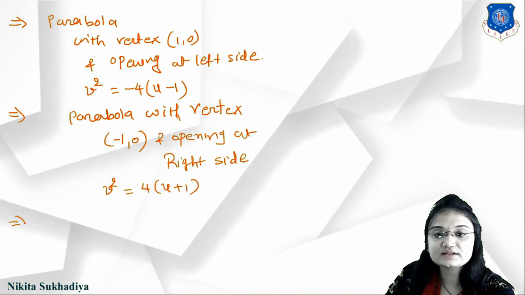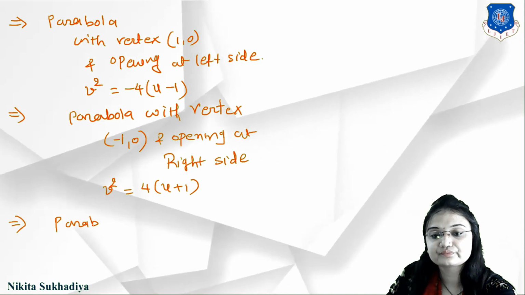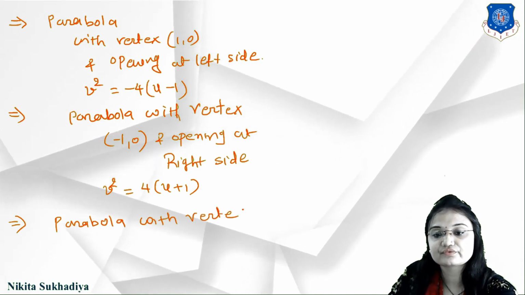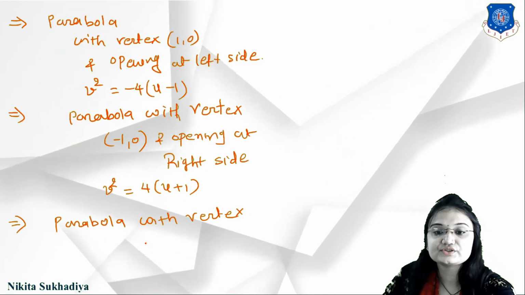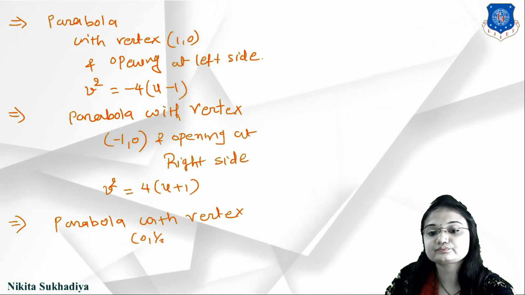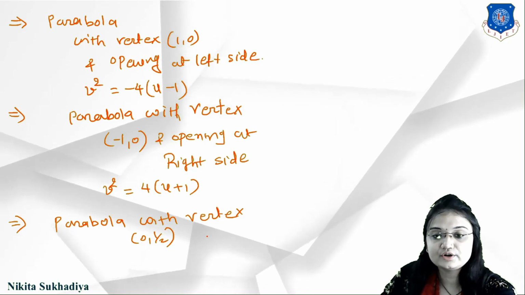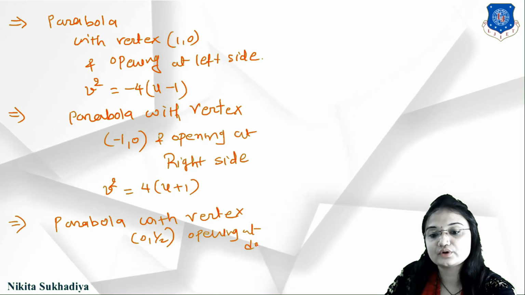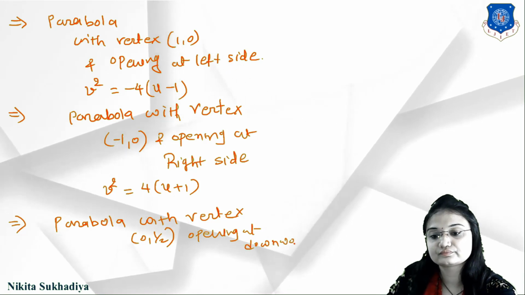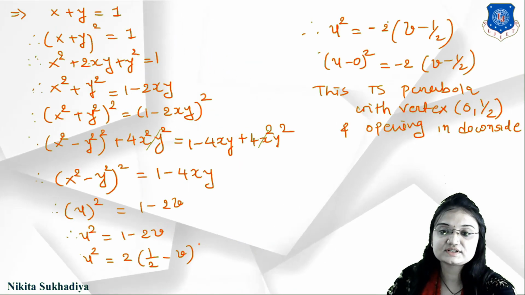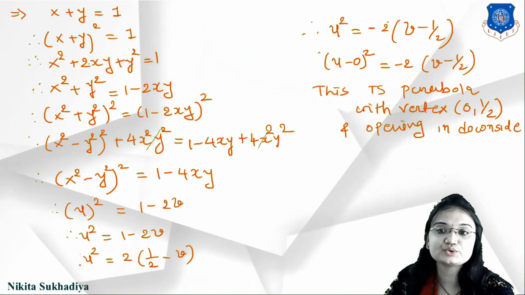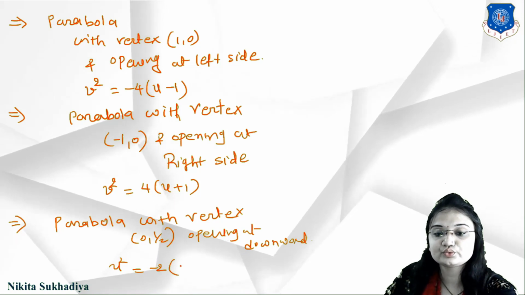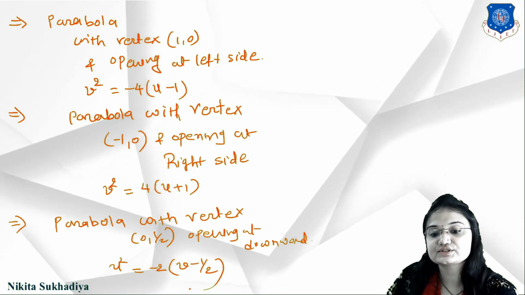And in the third case we have a parabola with vertex (0, 1 by 2) and opening at downward. This is the representation like this: u square is equal to minus 2 (v minus 1 by 2).